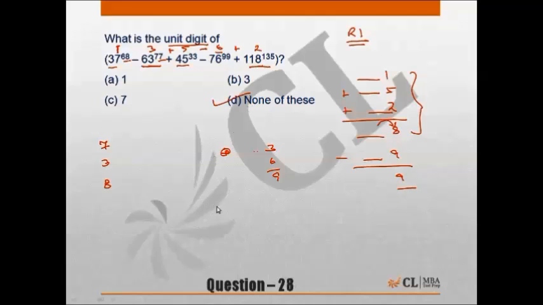You could have also said the first number ends in 8. I have to subtract another number whose unit digit is 9. So my answer should be minus 1. Minus 1 is nothing but 10 minus 1, 9, which is the base minus 1, 9. So again the answer should have been none of these.